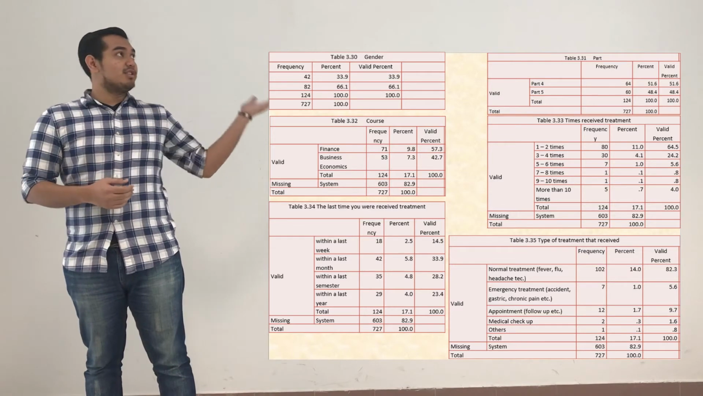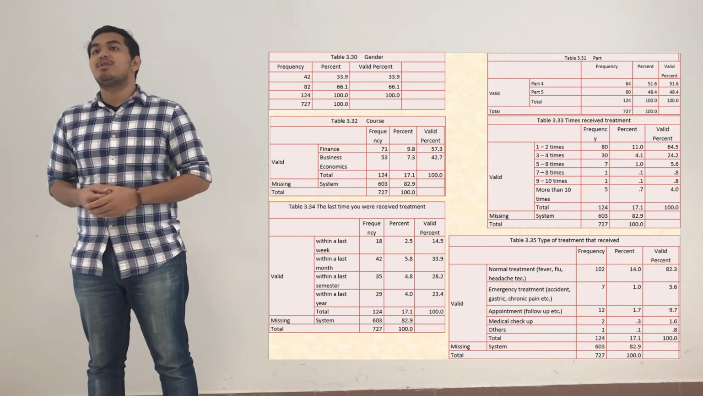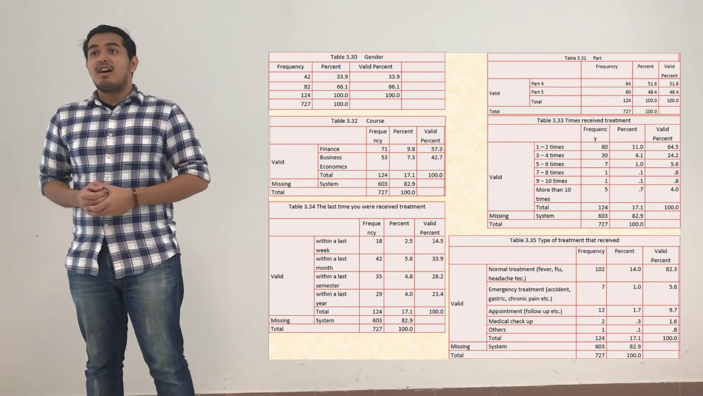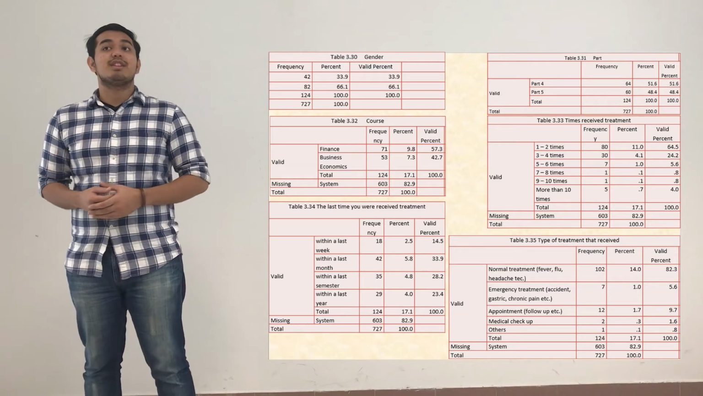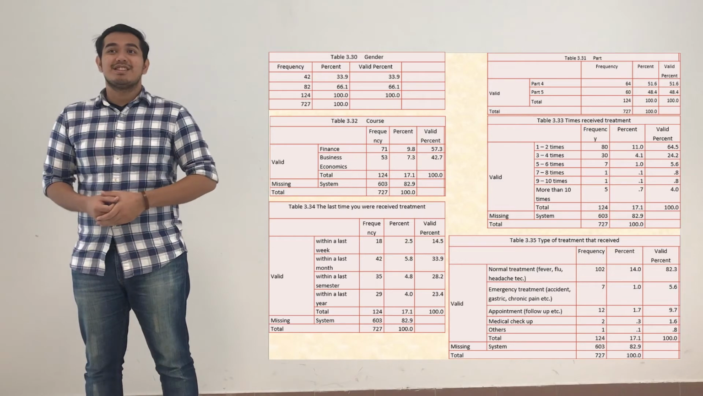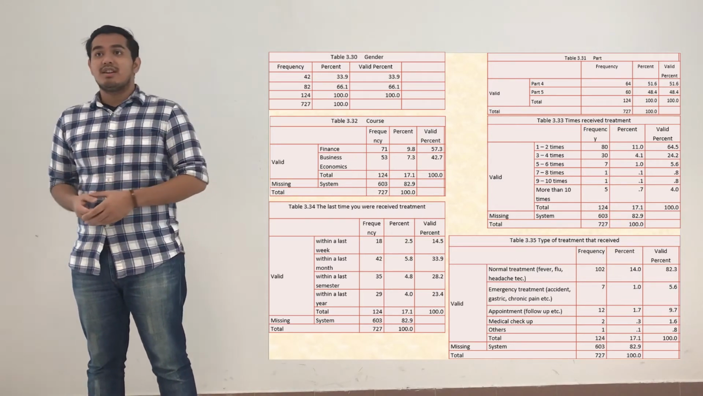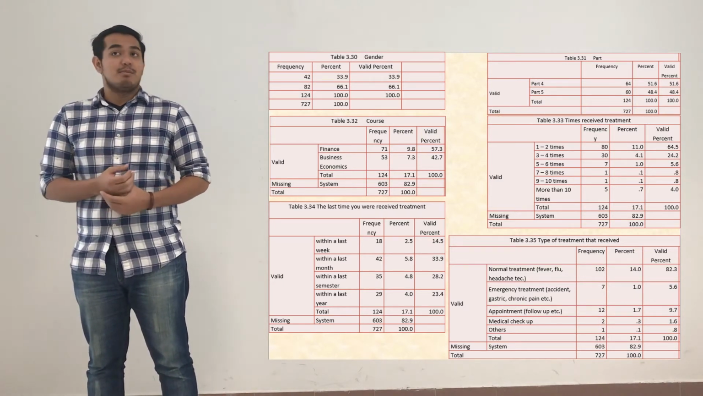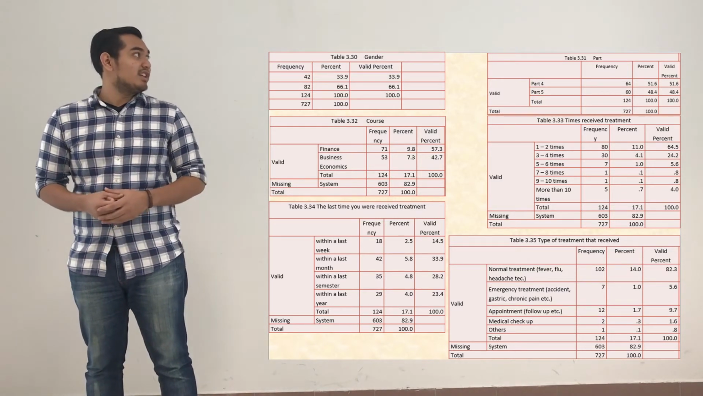Okay, Table 3.34 shows when was the last time respondents received treatment from the unit kesihatan in Puncak Alam. The result shows that most of the students received treatment from unit kesihatan within the last month, while the lowest is within the last week. Table 3.35 is the type of treatment students receive from the healthcare center. Most of the students receive just a normal treatment from unit kesihatan, which is 102 students.